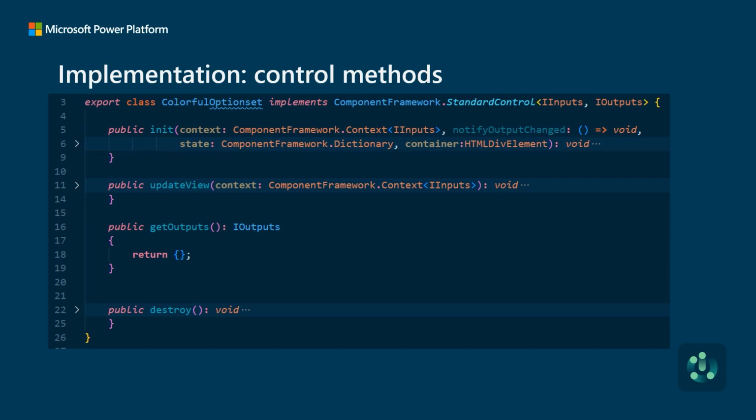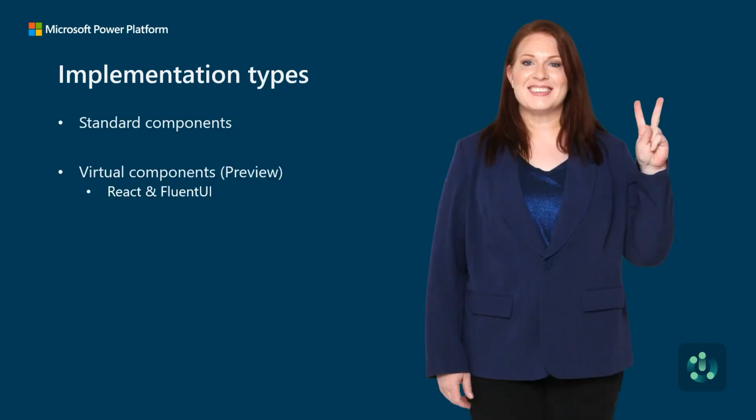If you want to change a value from inside the PCF and give it outside to the platform, we are going to call the notify output change. And when that's called, the platform will call the get outputs for us, and we have the chance to provide the new values for the platform. And of course, we have the destroy method. So that would be the init, update view, get outputs, and the destroy method.